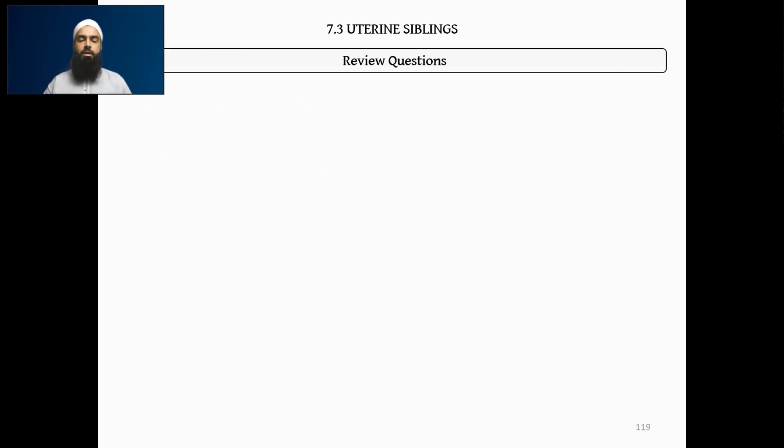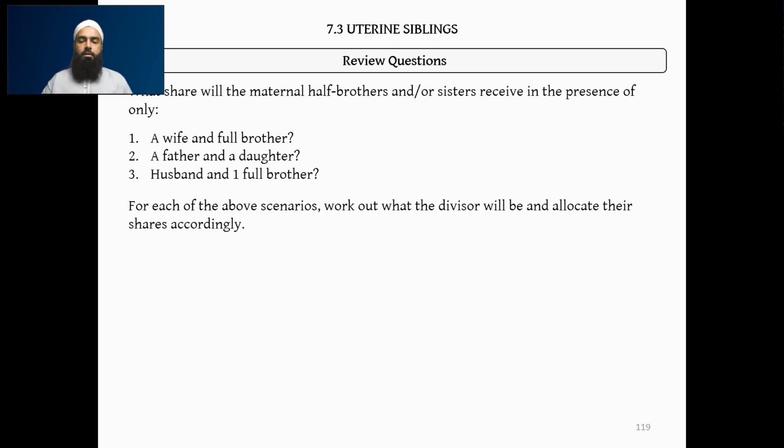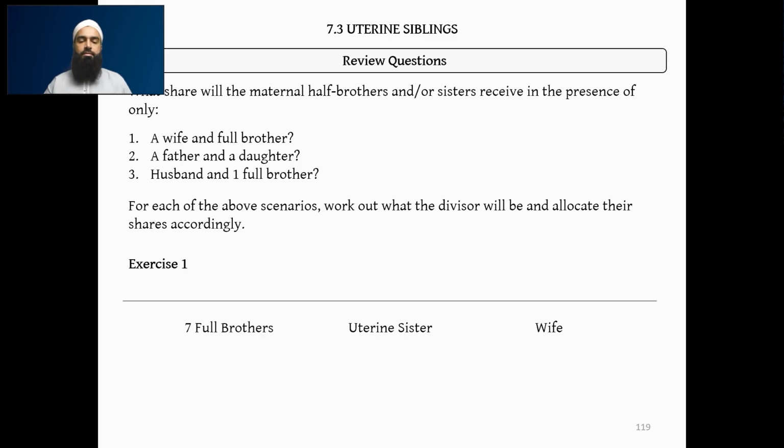Now let's just do some review questions for the uterine sibling. These are the questions that we will be doing. So let's do question number 1, exercise number 1. A wife is left behind, a uterine sister, and 7 full brothers. What happens in this case?